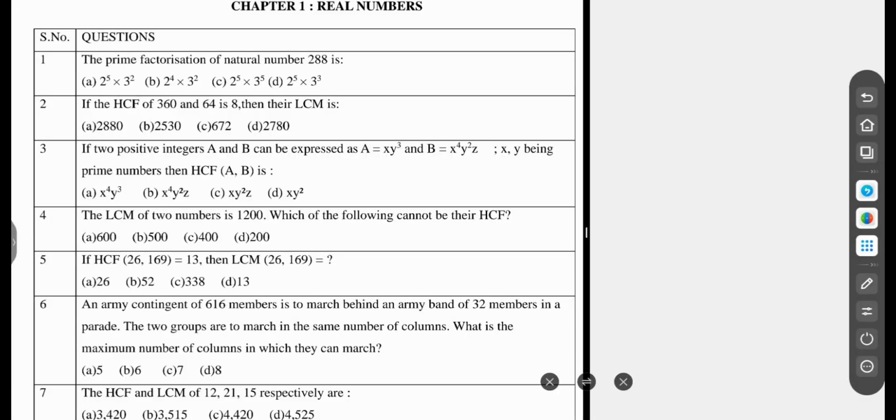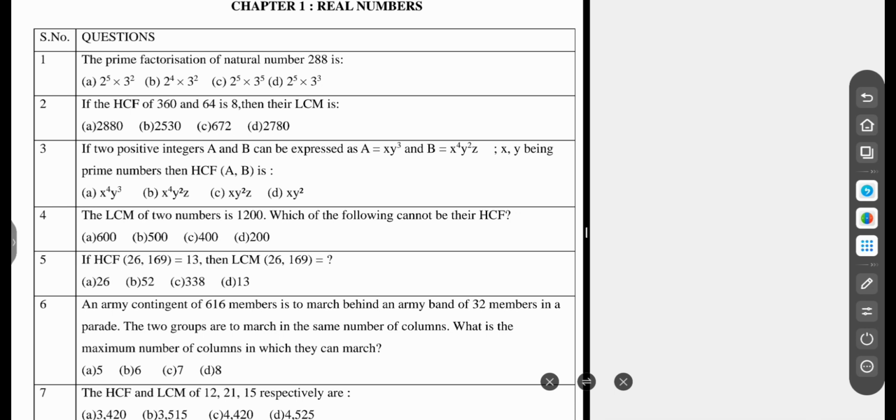Hello everyone. Today let us discuss MCQ questions in Real Numbers, chapter 1, class 10th. Now here we have the first question, the prime factorization of a natural number.